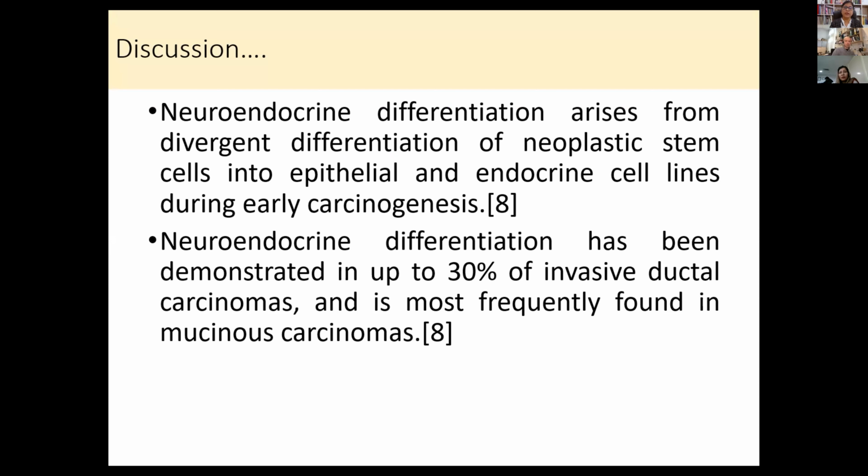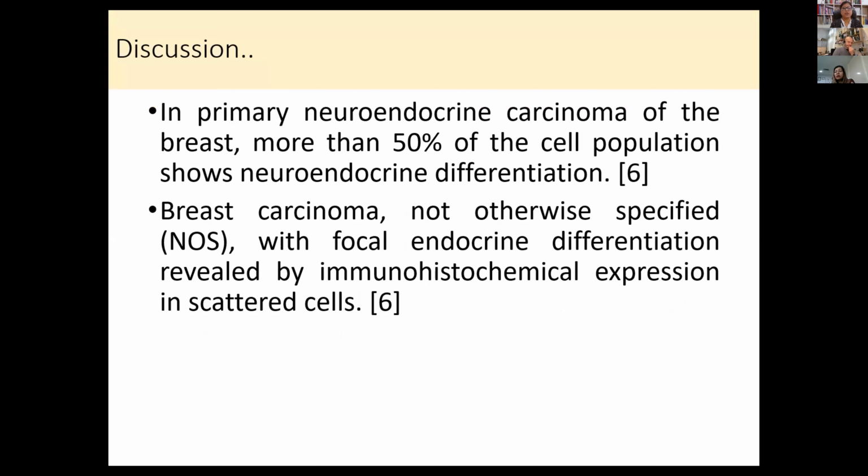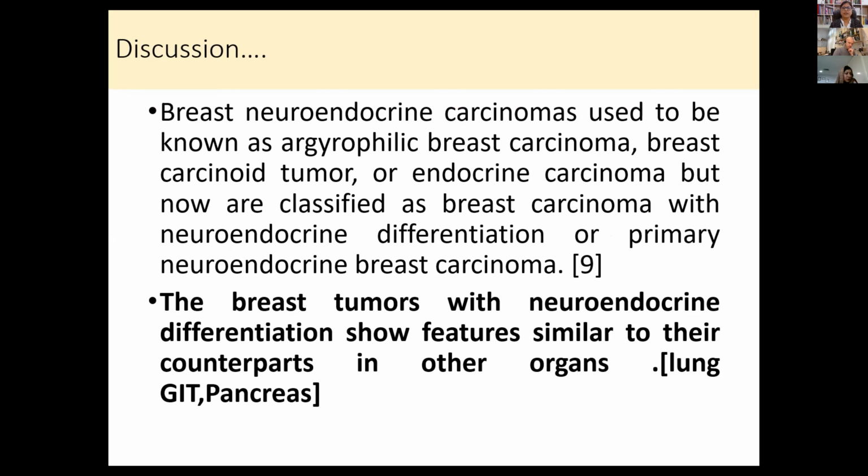Neuroendocrine differentiation arises from the divergent differentiation of neoplastic stem cells into epithelial and endocrine cell lines during early carcinogenesis. This differentiation is demonstrated in up to 30% of IDC, and is most frequently found in the mucinous carcinomas. In primary neuroendocrine carcinoma of the breast, more than 50% of the cell population shows neuroendocrine differentiation. And in breast carcinoma, not otherwise specified, there is focal endocrine differentiation revealed by immunohistochemical expression in scattered cells, in a few cells.